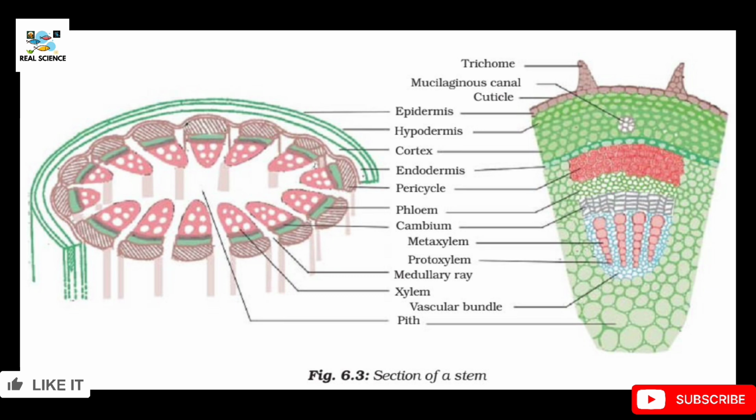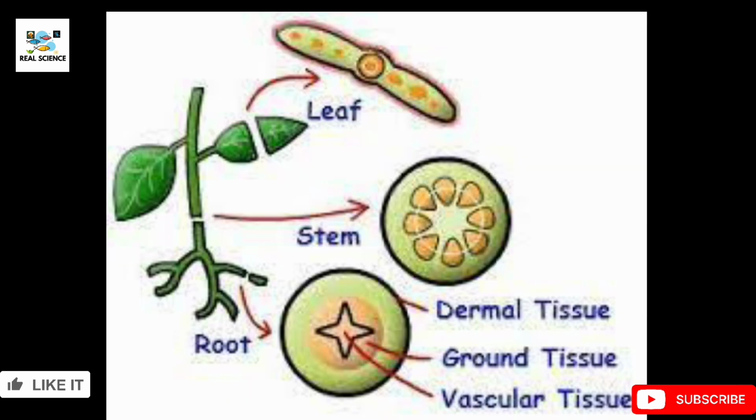Now let's see where these tissues are present in other parts of plants. As you can see here, the leaf is cut and the cross section shows clearly the xylem and phloem inside the leaf, as well as the stem cut. Here also there are xylem and phloem, and in the root cut there is dermal tissue, ground tissue, and inside the ground tissue there are vascular tissues known as xylem and phloem.